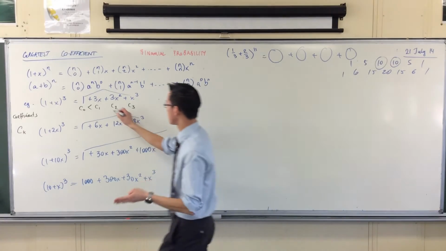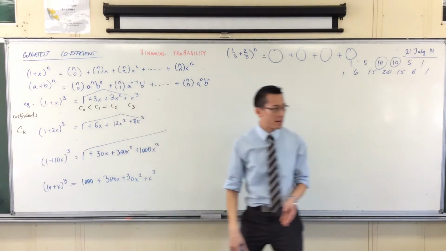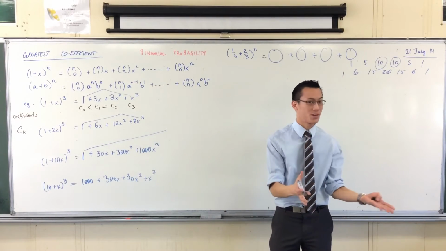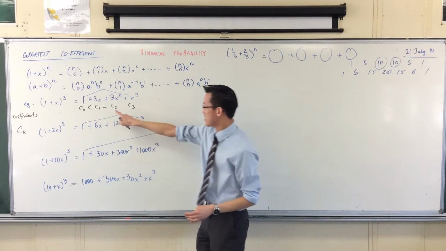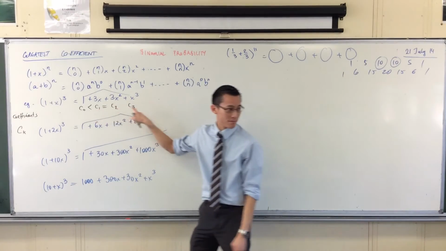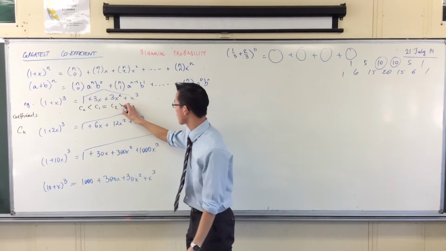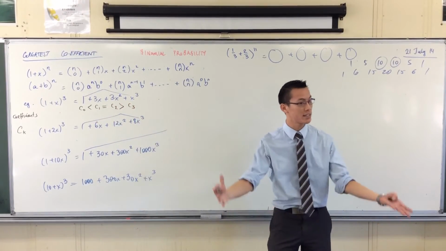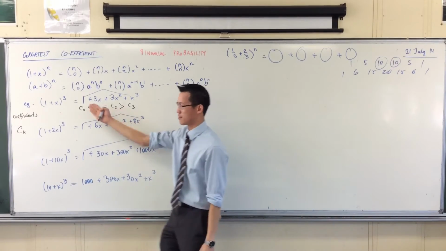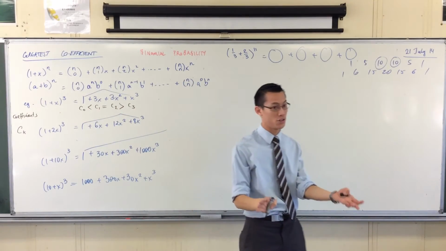What kind of relationship is there between the C1 and C2 coefficients? They're equal. But now that I've passed over the greatest coefficient, a transition, C2 is not less than C3, it's bigger, right? So I'm getting this kind of shape. It's exactly symmetrical, reflecting the fact that it's just the standard Pascal's triangle coefficients.